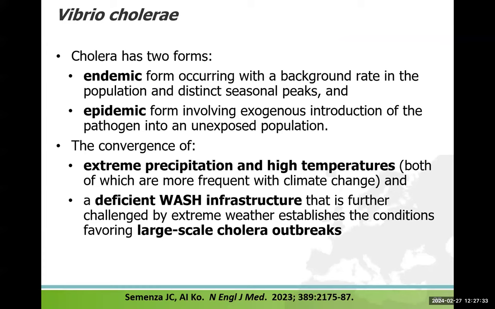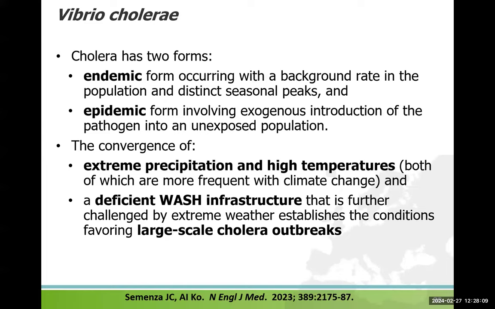The important thing to remember with cholera is the fact that there are two different forms. There's an endemic form, which occurs with a background rate in the population with distinct peaks, and then an epidemic form, which leads to these massive outbreaks in unexposed populations. And often we need to consider the convergence of extreme precipitation and high temperature, and also the combination of deficient WASH infrastructure that increases the vulnerability for these individuals for large scale cholera outbreaks.